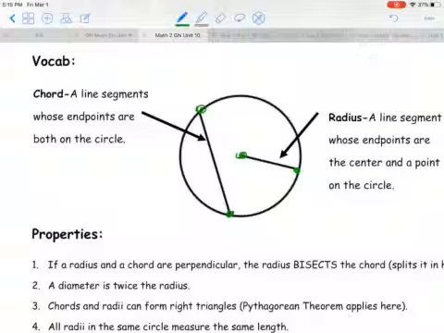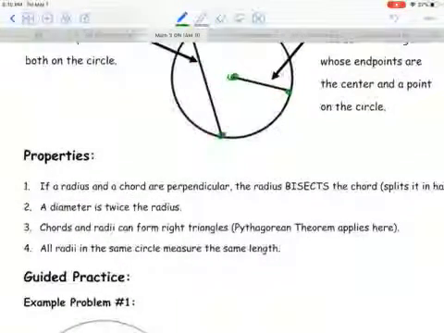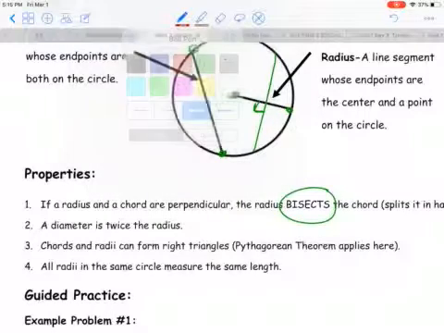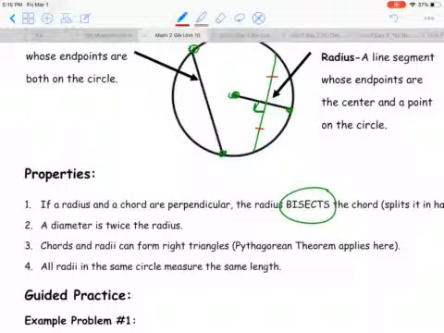So the relationship is, if you have a radius and a chord that make a perpendicular, so like if I had this and I drew a right angle there, then I know that the radius bisects the chord, which means that it's equal. So that means this side is equal to that side. It does not mean that the radius is cut in half. So the chord is the only thing that splits.